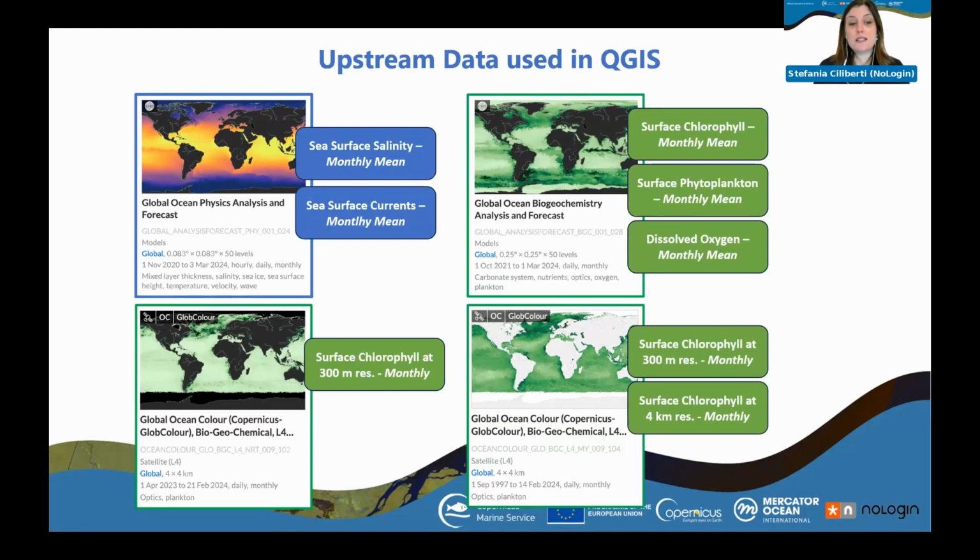Then we also accessed the Global Ocean Analysis and Forecasting system, again, produced by Mercator Ocean International, and in particular for the biogeochemical system, we accessed the surface chlorophyll, the phytoplankton, and the dissolved oxygen, and 2 other products, remote sensing based, that are the surface chlorophyll at 300 meters and the surface chlorophyll at 4 kilometers resolution, provided by the Ocean Color Thematic Assembly Center.